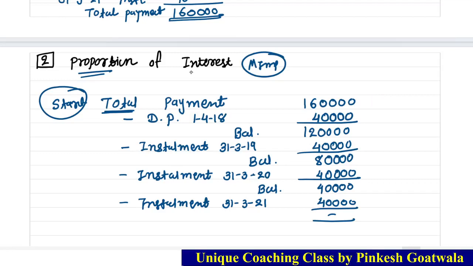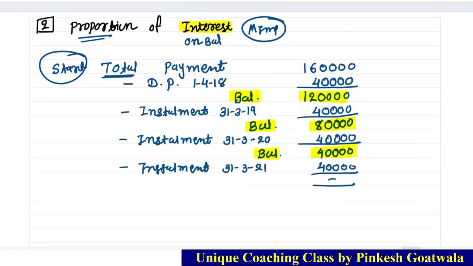And we know that interest is always calculated on balance. On what is interest calculated? It's always calculated on balance. So here you have to do nothing, just find out the balance. Look here, first balance is 120, second time balance is 80, and third time balance is 40. So this is our proportion. This is the point to find out the ratio, proportion. You have to find the proportion with this balance.